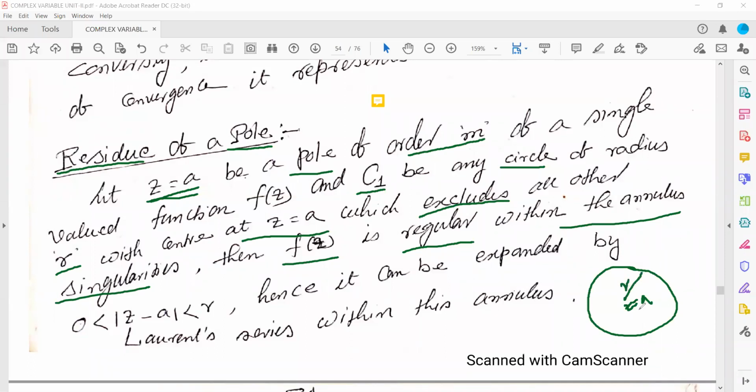So within that circle, there will be only one singularity, that is z is equal to a, and all other singularities are outside of the circle. So I'm concentrating on this circle only. Then the function f(z) is called a regular function within this region, and this region consists of the inner points of the circle, not the boundary points. I have not considered the equality sign, so there are no boundary points, only the inner points.